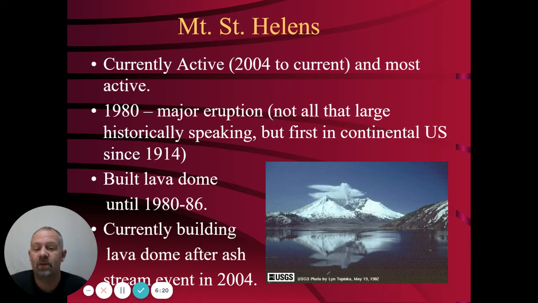The last major eruption, the one that people always talk about and remember as the eruption of Mount St. Helens, happened in May of 1980. It really wasn't that big of an eruption, historically speaking, if you look all over the world and over hundreds of years, but it was significant because it was the first continental eruption in the United States since 1914, okay?